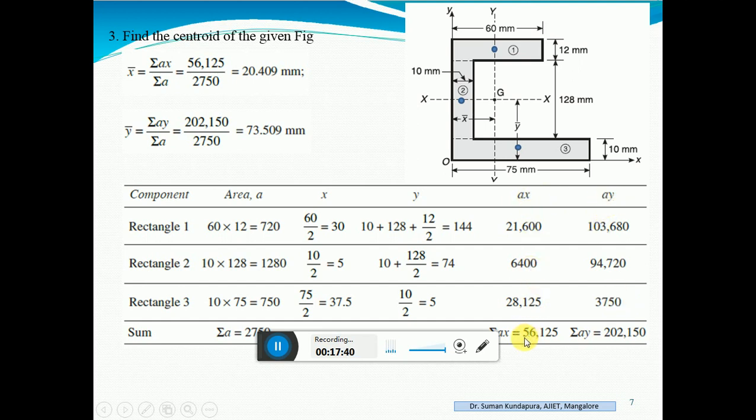Sum up everything. Total is so much. Sum up this one, you will get total so much. Now we have our formula. X bar is equal to summation ax divided by summation a.